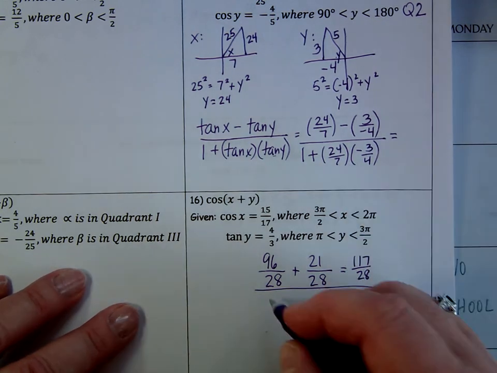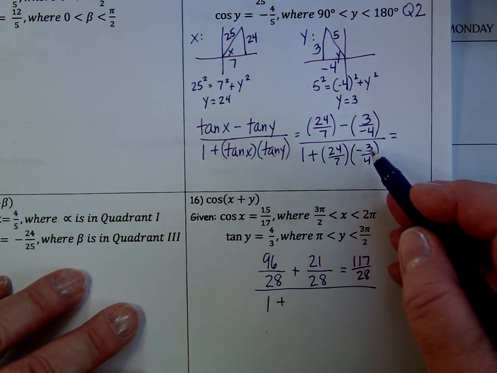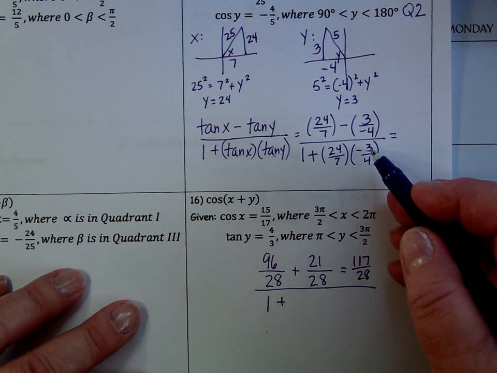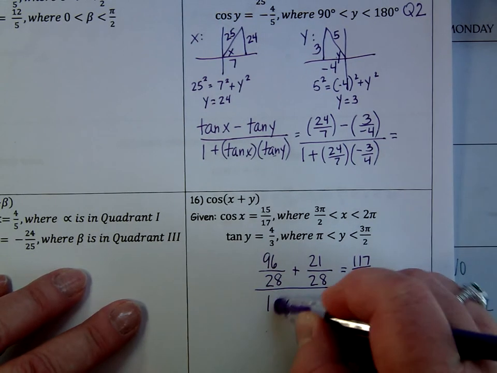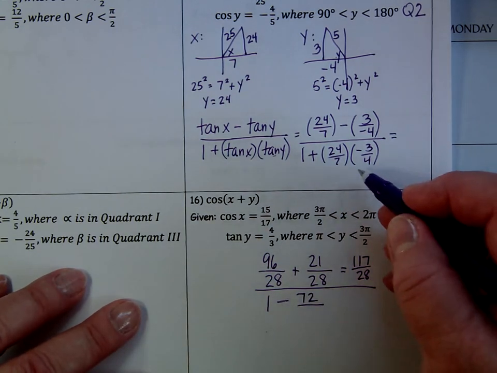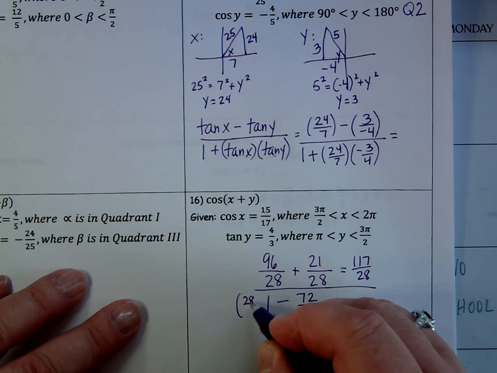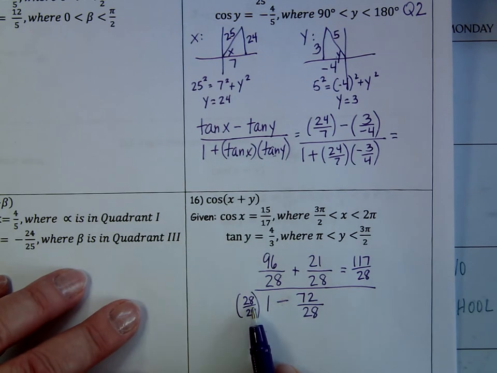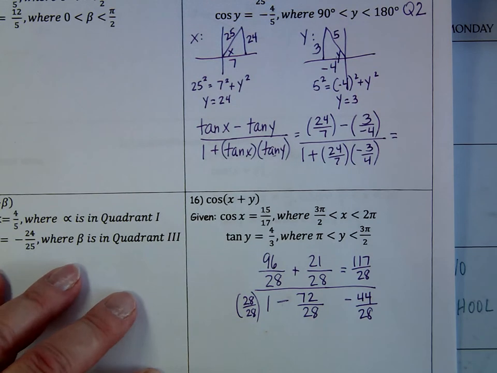I have a 1 plus. If I multiply these two together, I have 24 times negative 3. That gives me 72. By the way, it's a positive times a negative, so really this is a subtraction sign here. So minus, and 24 times 3 is 72, and I have 7 times 4 is 28. Well, 1 is equivalent to 28 28ths. So if I have 28 and I subtract away 72, that gives me a negative 44 28ths. That's a hot mess, right?